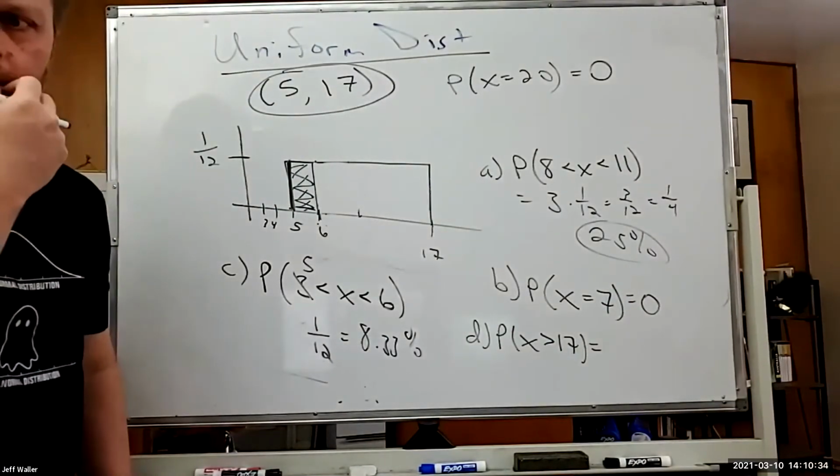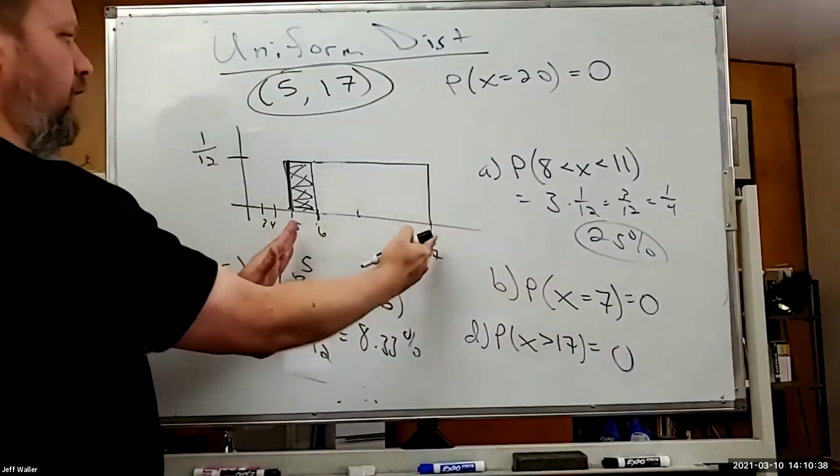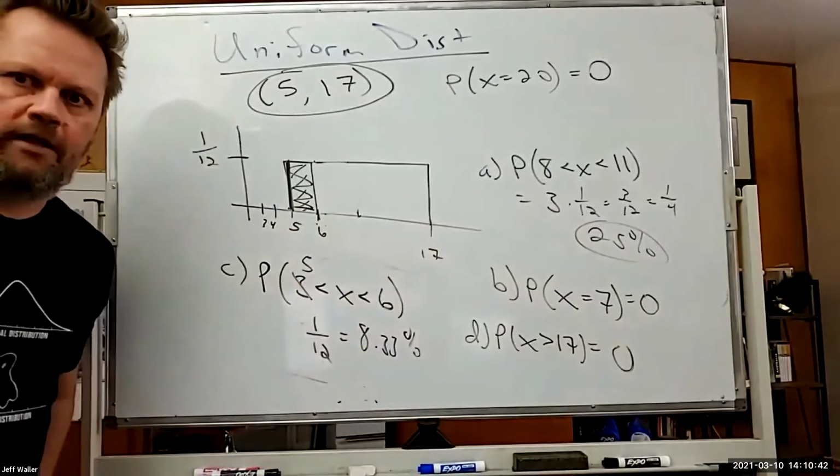All right. Would it be 0? 0, of course, because it's impossible to be above 17. Given that this is uniform between 5 and 17, that's impossible. I like it.